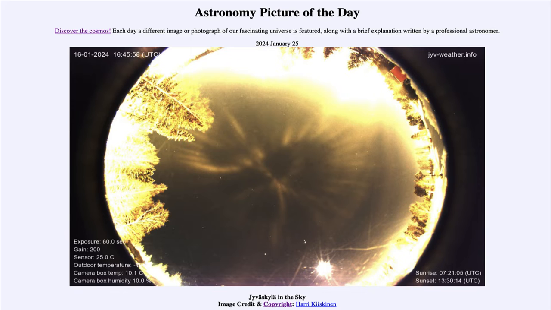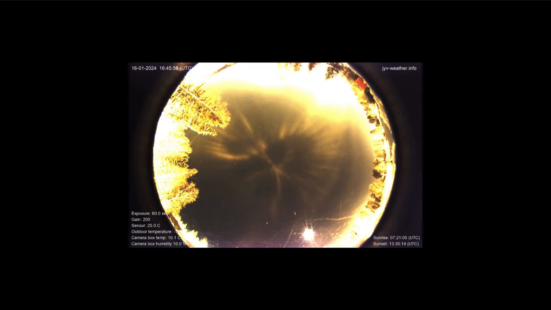Today's picture for January 25th of 2024 is titled Jyväskylä in the Sky. So what do we see here? Well, let's take a look at this image of the city here in Finland, and I'll apologize in advance if I horribly mispronounce the name of it.